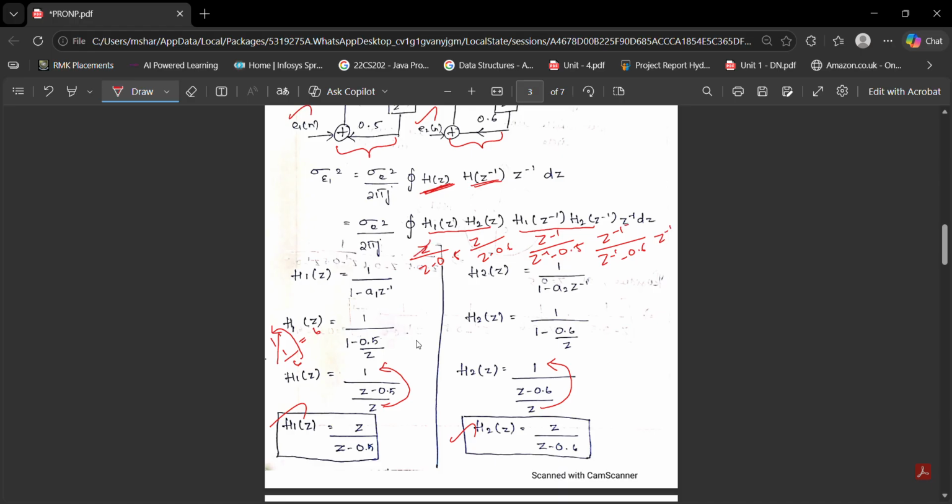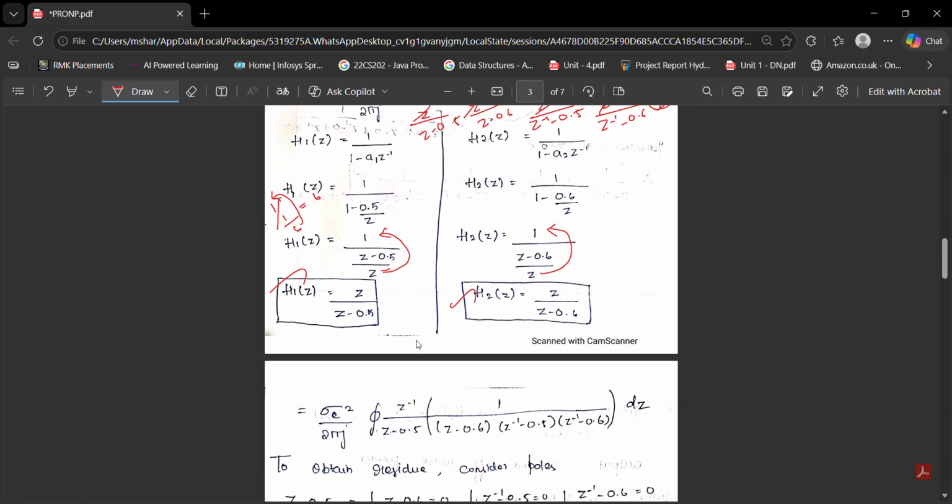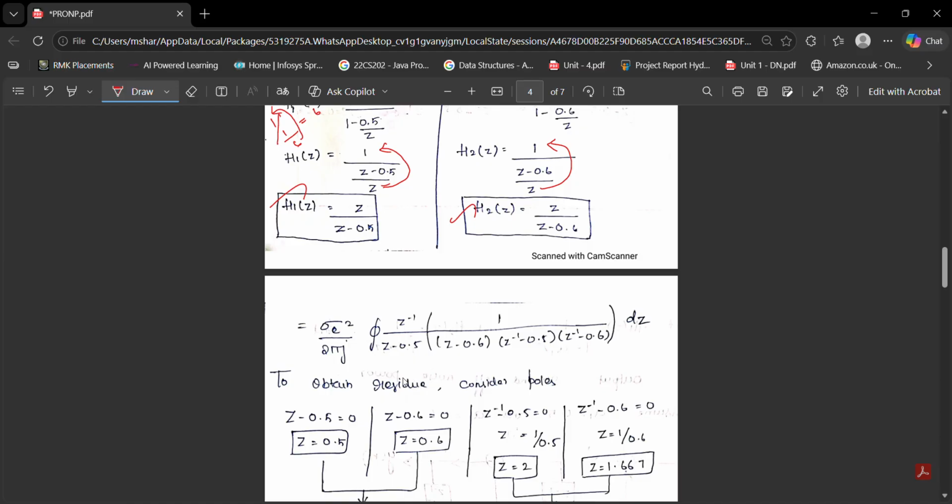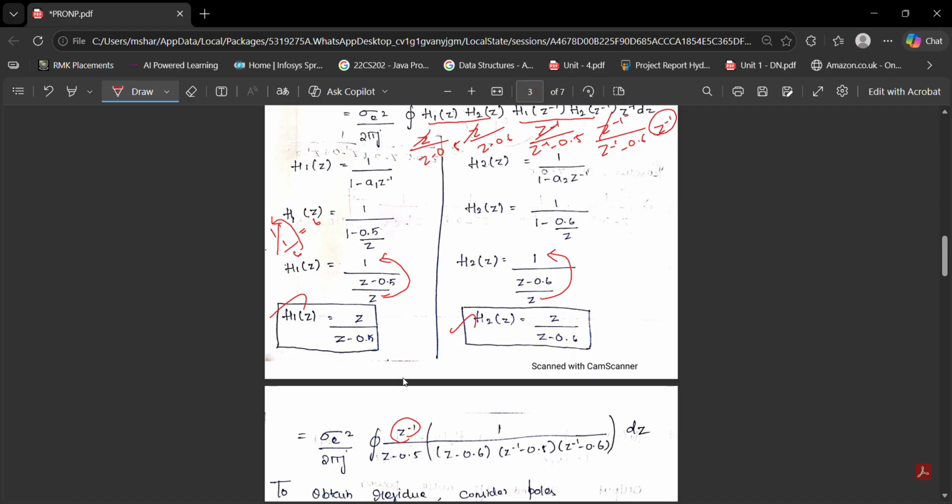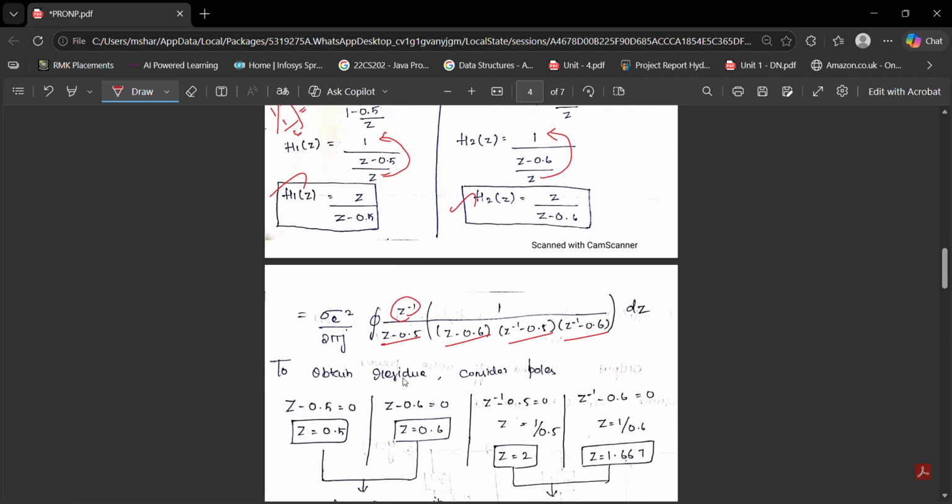So now what will happen is, this z and this z inverse will get cancelled, this z and this z inverse will get cancelled, and only this z inverse will remain. So that is what is written here. This one z inverse alone will remain. And coming to the numerator part, z minus 0.5, z minus 0.6, z inverse minus 0.5, z inverse minus 0.6.